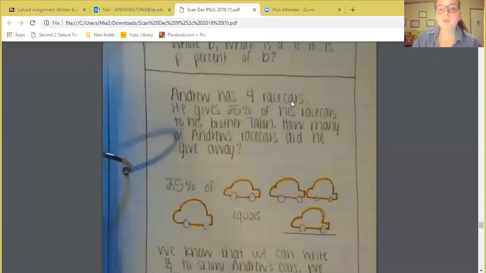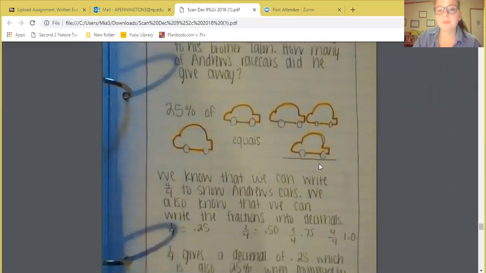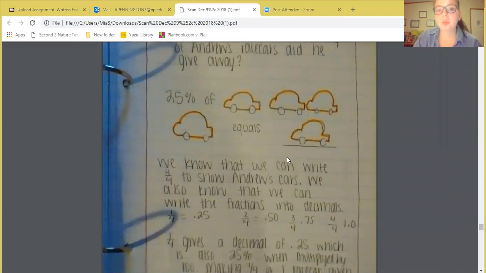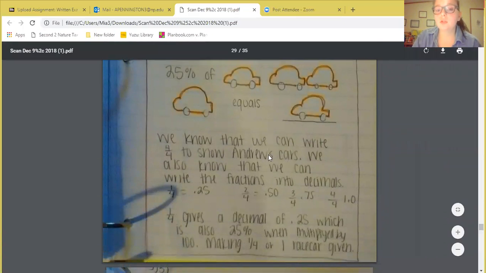Andrew has 4 race cars. He gives 25% of his race cars to his brother Talon. How many of Andrew's race cars did he give away? So 25% of the 4 race cars equals what? And I went ahead and drew in 1. That's because we know that we can write 4 over 4 to show Andrew's race cars.